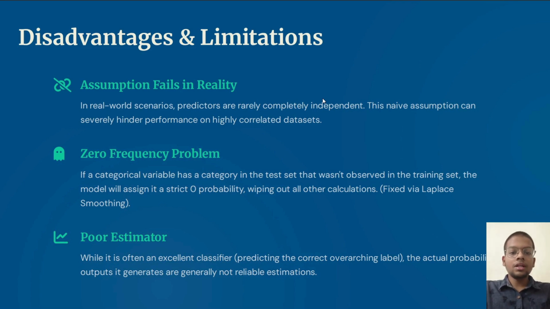And the last limitation is that it is a poor probability estimator. It's often a great classifier, but the actual probability numbers it outputs are generally unreliable. Don't trust those raw scores as true probabilities.